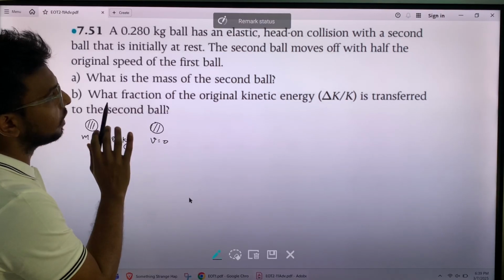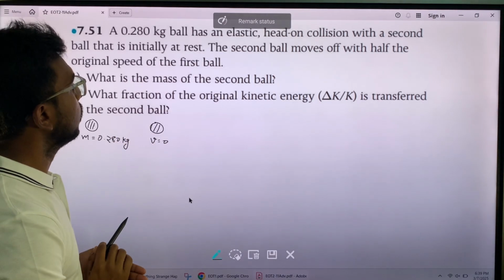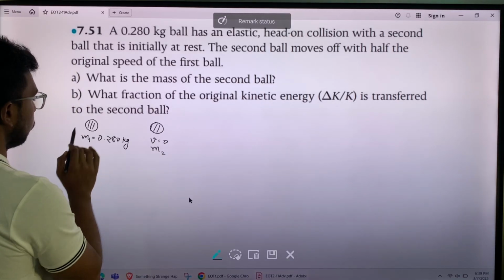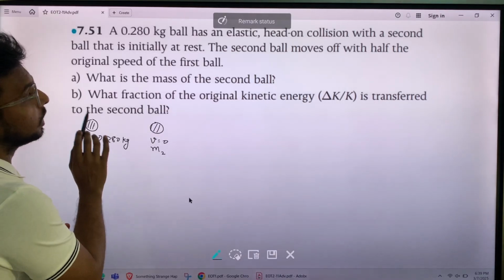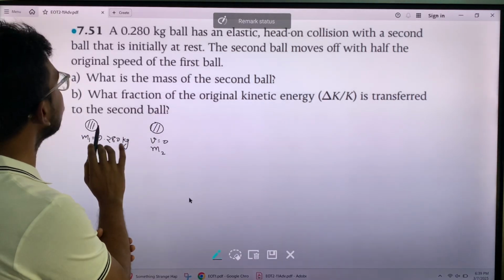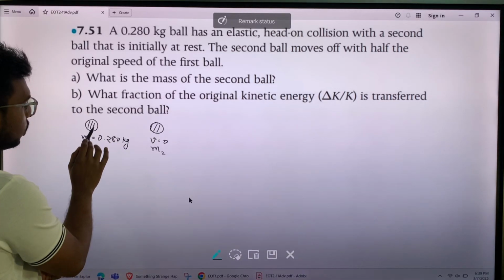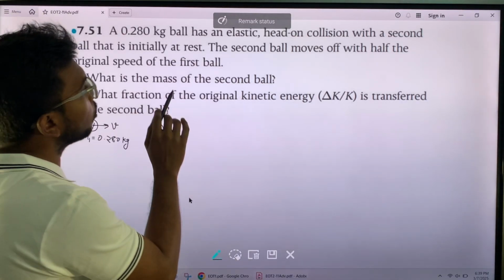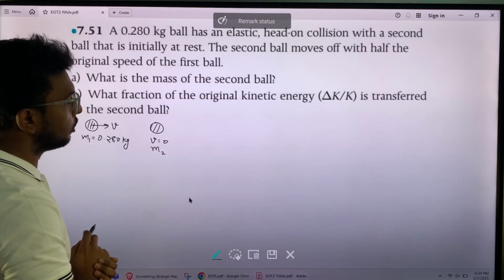But I don't know the mass. They have not told the mass. So I will mark it as, let's say, m2, and this is m1. And the second ball moves off with half the original speed of the first ball. So I don't know the speed of the first ball, but let's say it is v. And they are saying the second ball moves off with half the original speed of the first ball.